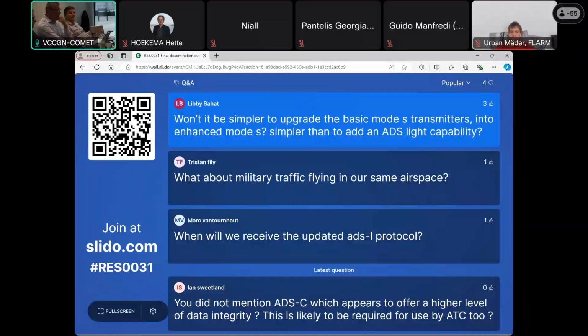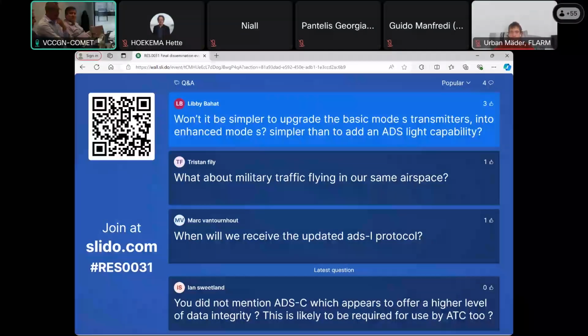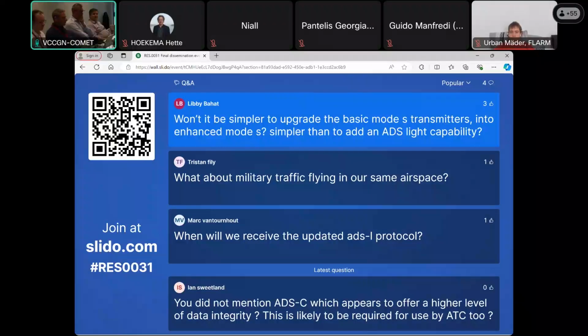Question from Libby. Do you want it to be simple to upgrade the basic Mode S transmitters to enhanced mode, simpler than ADS-L Light capability? Well, that is the way that we do it. The ADS-B Out function is the extended squitter, that you upgrade the Mode S to ADS-B, and we won't bring the ADS-L capability into the Mode S transponder that we have right now.